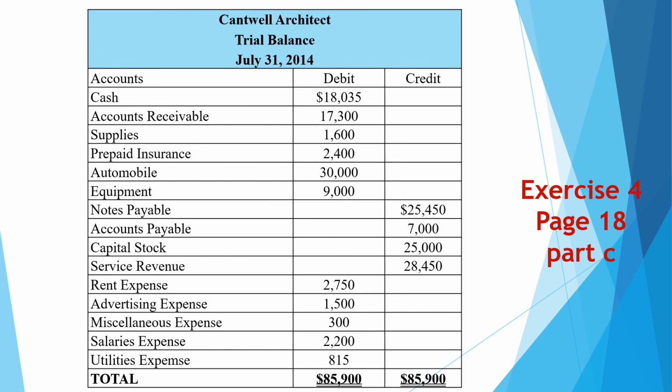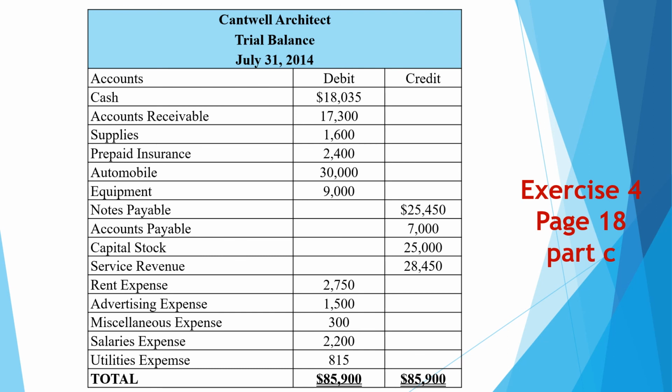Part C of this exercise is to prepare a trial balance. Regarding the trial balance, I'd like to mention that the title should be as it is: the name of the company, Cantwell Architect, the term trial balance, and the date, July 31, 2014. To prepare the trial balance, we have to list all the accounts used or stated in the general ledger and their final balance.